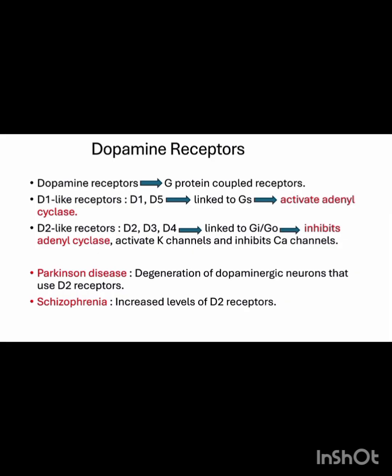Now let's talk about the dopamine receptors. The dopamine receptors are G protein coupled receptors. And what are these G protein coupled receptors? They are integral membrane proteins, and they are involved in transmitting signals from a variety of stimuli outside the cell to its interior.